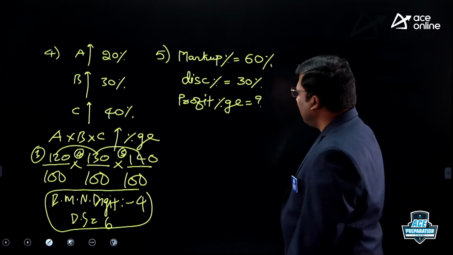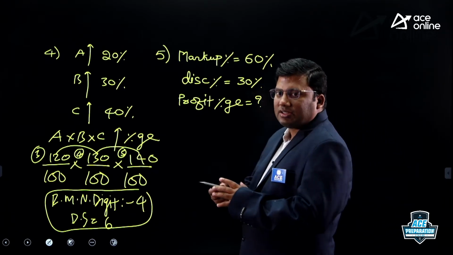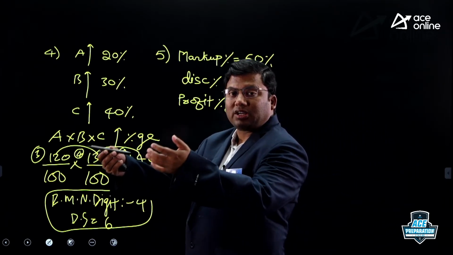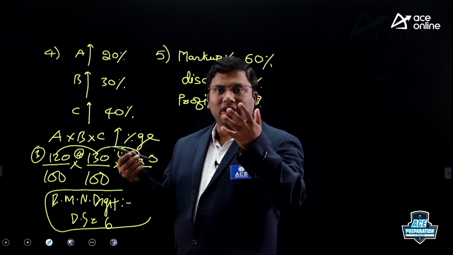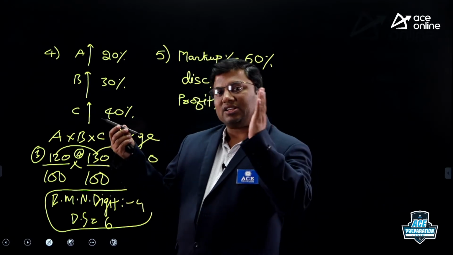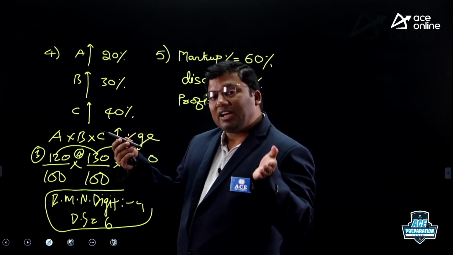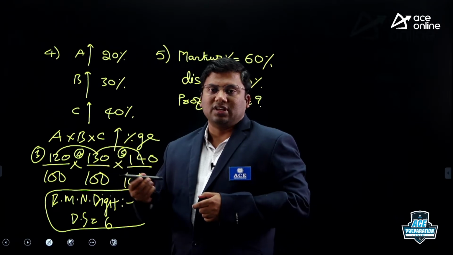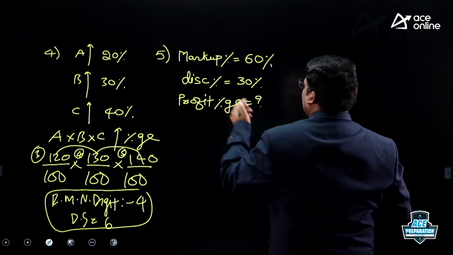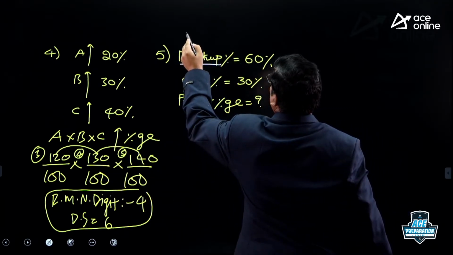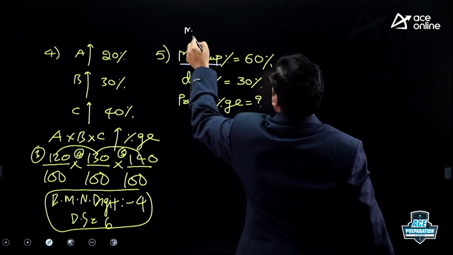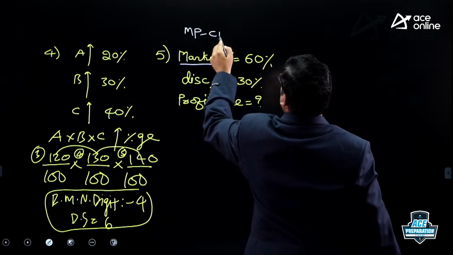Listen carefully, sir. Markup means I went to a shop and bought a water bottle. There is no label on that water bottle, so I attached my own label. Suppose I bought it at 10 rupees and attached my own label at 12 rupees. That is called markup. I bought it at 10, labeled at 12. Markup is MP minus CP.